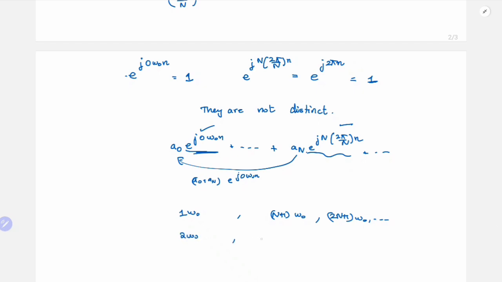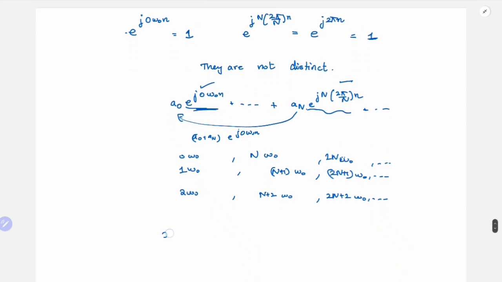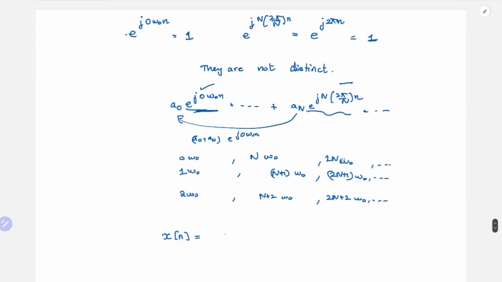So 2 omega naught, you will have n plus 2 omega naught, 2n plus 2 omega naught, and so on. For 0 you had n omega naught, 2n omega naught, and so on. So to represent a function or signal in terms of this complex exponential, it is enough to represent it over a period of n, or over only n samples.